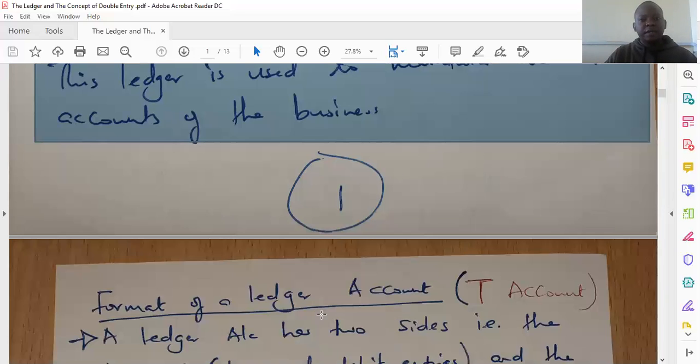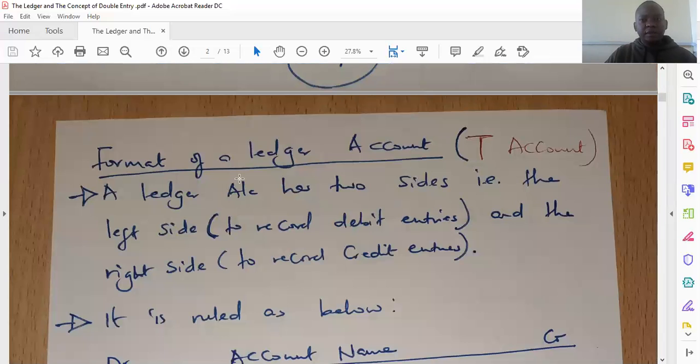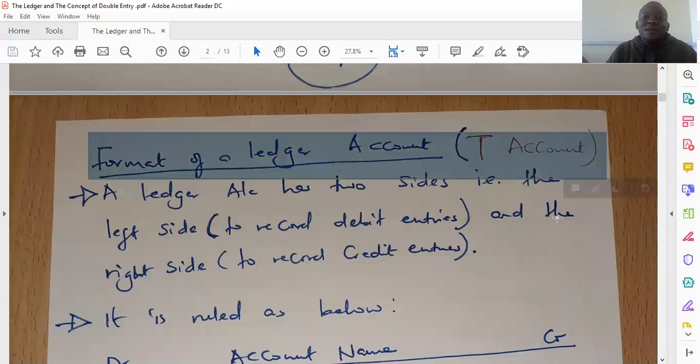We proceed. The format of a ledger. The format of a ledger is also known as a T account because it appears like the letter T, which is a big T. I know you've come across this before. So we look at the format of a ledger account, which is also known as a T account.